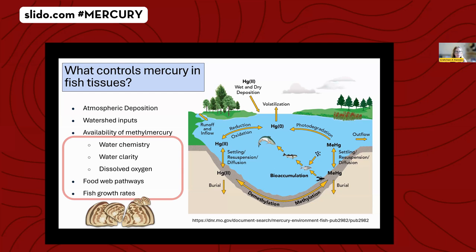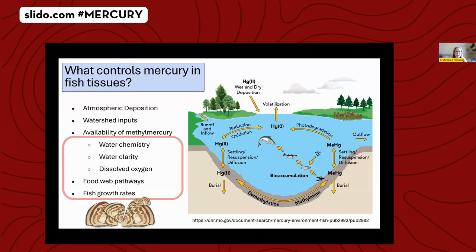All that said, if we make a list of the things that control mercury in fish tissues, this is an incomplete list because there are many different things. But we know that zebra mussels can influence a lot of these things. We know zebra mussels influence water quality, water chemistry, water clarity. They influence dissolved oxygen at the bottom of lakes. They influence fish growth rates and the food web pathways that fish are getting their prey from. So there's a lot of potential for zebra mussels to interact with these cycles and influence mercury bioaccumulation in fish.